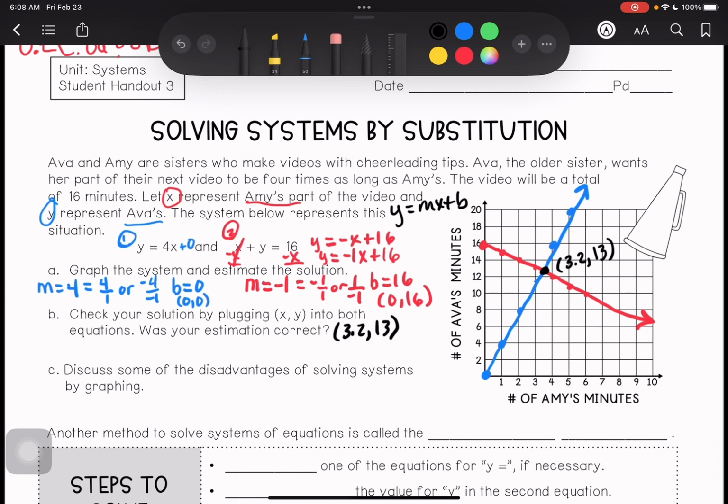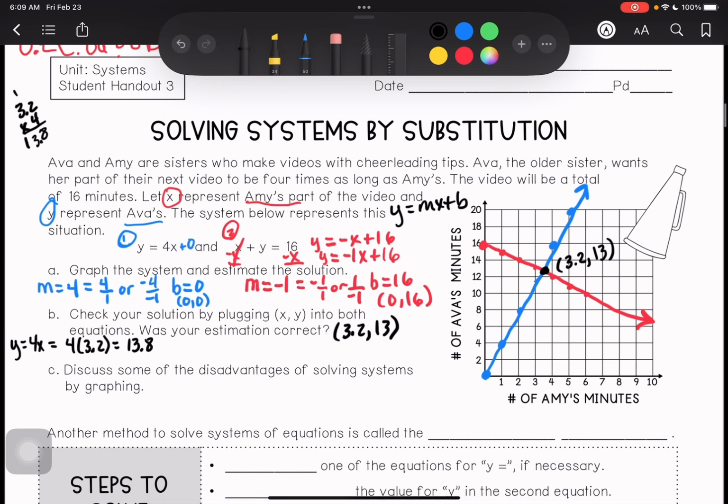So our ordered pair for our solution is 3.2, 13. Now I say check your solution by plugging x and y into both equations. We have 4x, so in place of x, I'm going to put 3 and 2/10. Then I multiply 4 times 3 and 2/10. I'm going to do that on the side. 3 and 2/10 times 4: 8, carry 1, 12, 13. That's about 13.8 for y. Remember, I'm using the equation y equals 4x. So when I substitute 3.2 for x and multiply times 4, my y is 13.8.